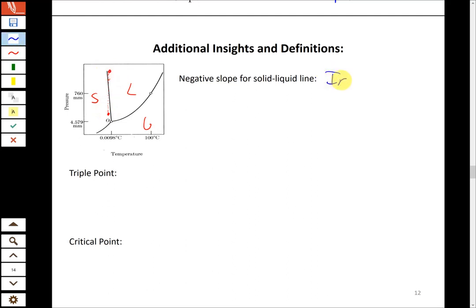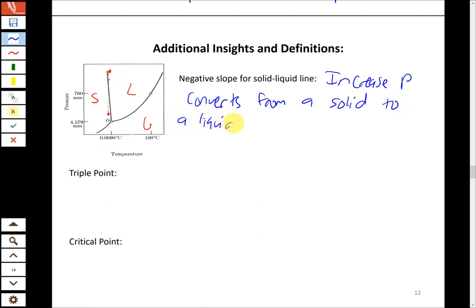When you have a negative slope for your solid liquid line, if we increase the pressure, that will convert from a solid to a liquid. Think about what happens when we're raising the pressure. We're compressing the substance, compacting it into each other, and eventually it's going to go from solid to liquid. So we're increasing the density of the substance as we pack it together more and more, and then eventually it changes to a liquid. That tells us that the liquid is more dense than the solid, for water.